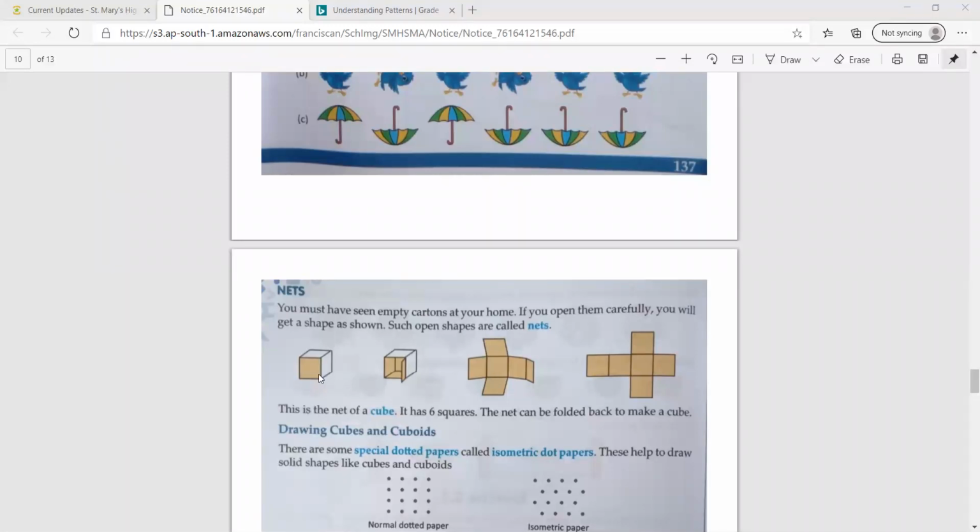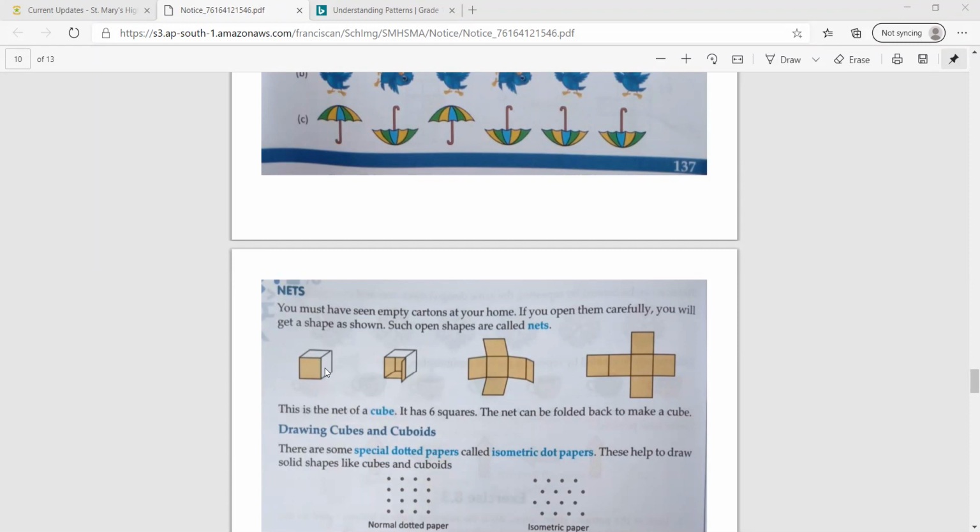So here the box is closed. Here we have opened one side, and here we are opening the other side, and here it is the fully opened box. This is the net of a cube. Now you may be wondering what a cube is. A cube is a box like this which has 6 squares. So all the sides of this box will be squares.